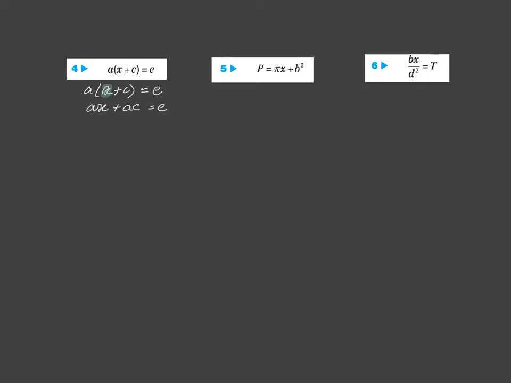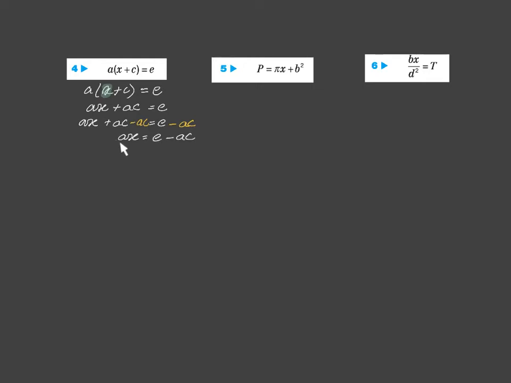is equal to e. Now we need to subtract ac from both sides so that we can have the x term on its own on the left-hand side. On the left, it's ax plus ac minus ac, balancing that on the right by subtracting ac as well. On the left, ax plus ac minus ac is equal to ax is equal to e minus ac.